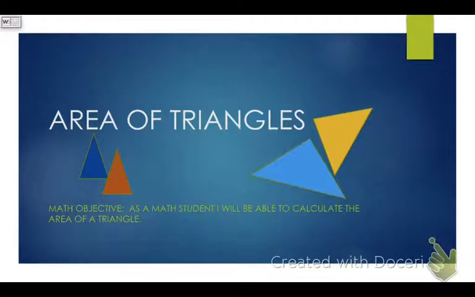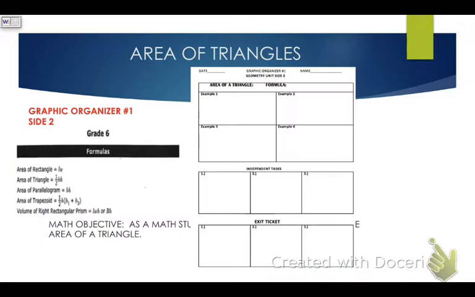We're going to be talking about area of triangles today. Math objective: as a math student, I will be able to calculate the area of a triangle. All right, ladies and gentlemen, you should have graphic organizer number 1. You're going to be on side 2.